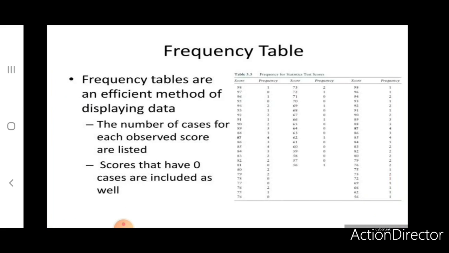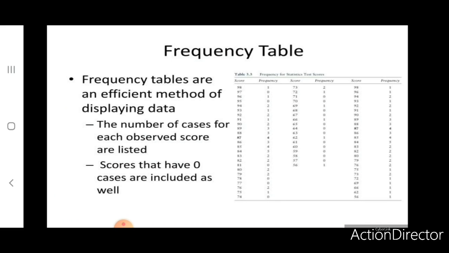Now the next one is frequency tables. A frequency table is a simple device for arranging data. In statistics, a frequency distribution is a tabulation of the values that one or more variables take in a sample. Each entry in the table contains the frequency or count of the occurrence of the value within a particular group or interval, and in this way the table summarizes the distribution of values in the sample.